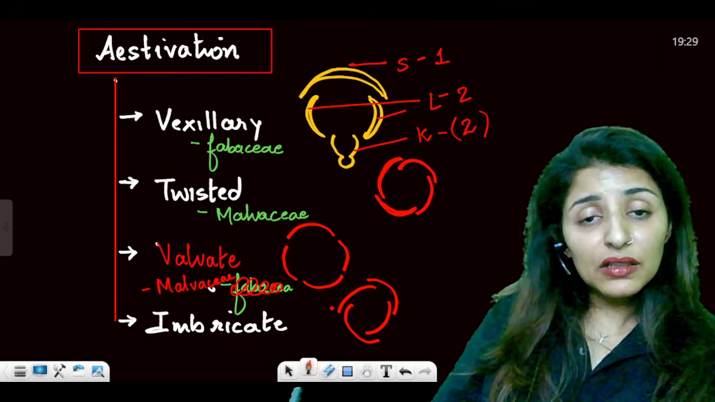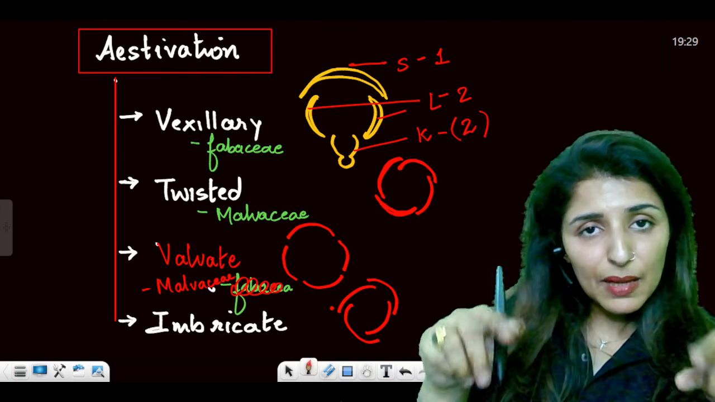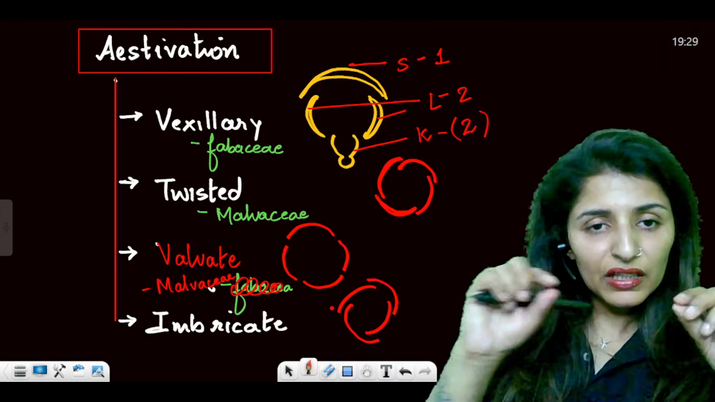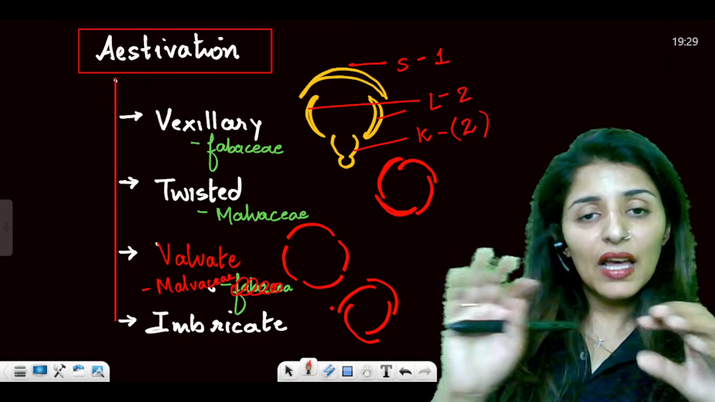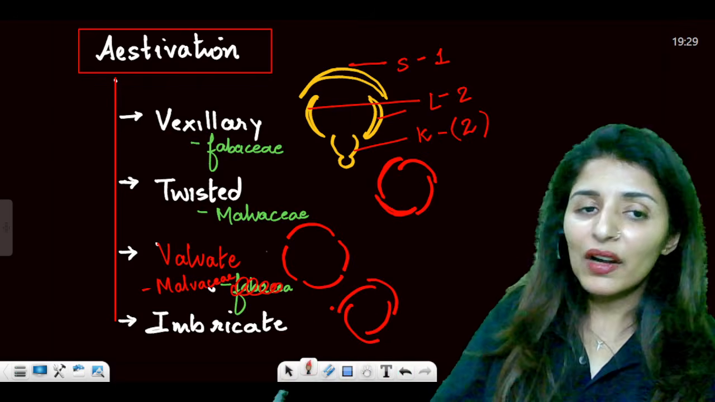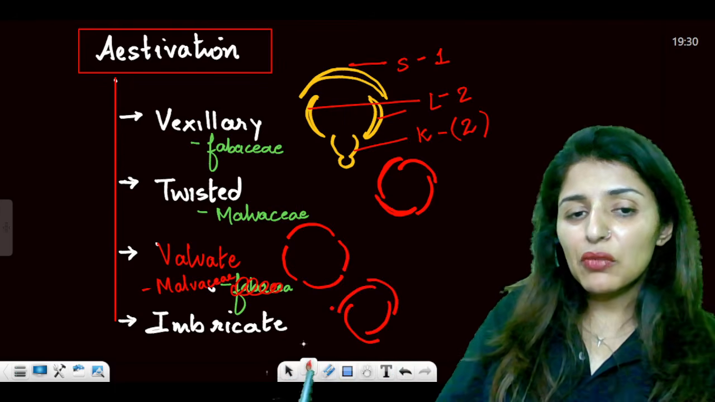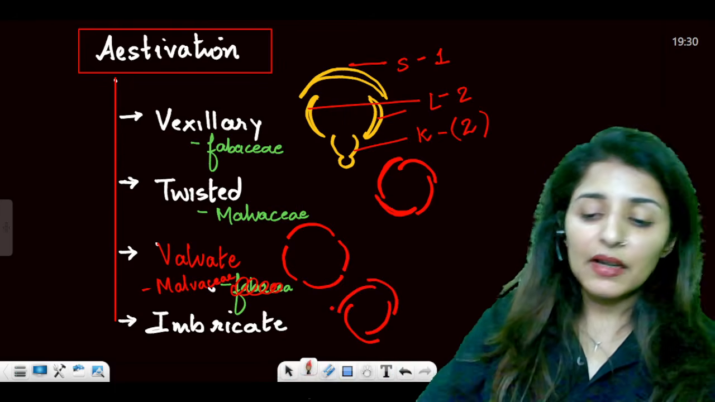Now in valvate, the sepals or the petals in the whorl are arranged margin to margin, not touching each other and not overlapping. There is no overlapping in valvate. Then we have imbricate. In imbricate, there is no fixed pattern followed.